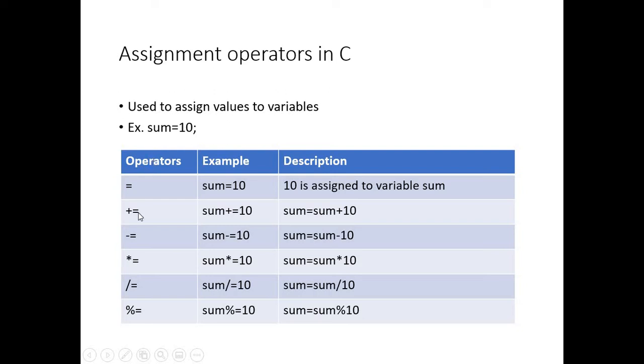The other assignment operators in C are shown here. Equal to assigns some value to the variable, then plus equal to. These operators are also called shorthand operators. Sum plus equal to 10 is the same as sum equal to sum plus 10. 10 will be added to the value available in sum and the output will be stored back into sum. Minus equal to: sum minus equal to 10 is similar to sum equal to sum minus 10, and so on.